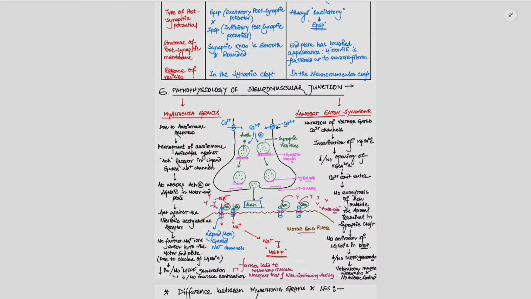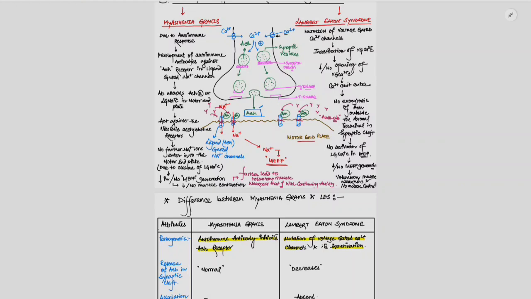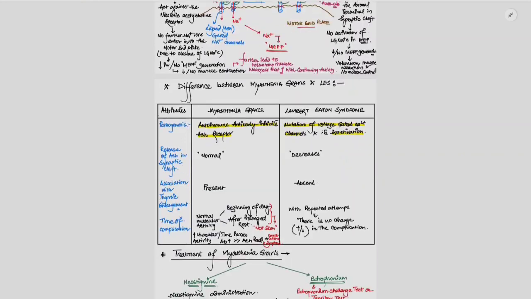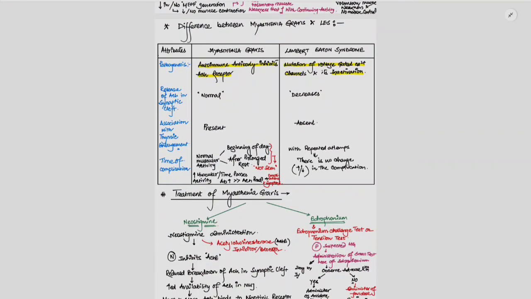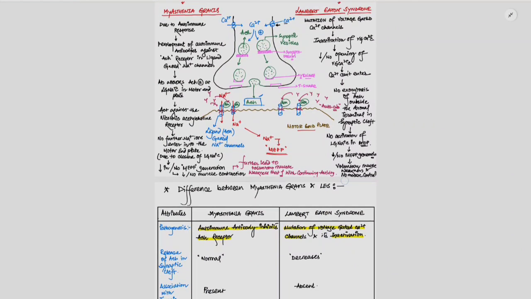Then the pathophysiology of the neuromuscular junction is a very important topic for any kind of university exam, because it is also repeated in pathology. And it is also a question in physiology. From the physiology point of view, you have to know the pathophysiology of myasthenia gravis. Mainly the question is coming from myasthenia gravis: the difference between myasthenia gravis and Lambert-Eaton syndrome, and the treatment of myasthenia gravis. This comes as a broad question or a 10-mark question, right?